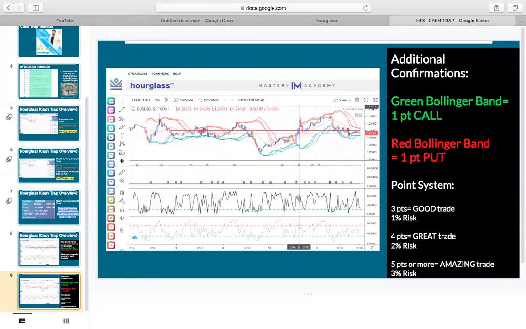3 points is a good trade. So only risk 1% of your account. But check this out, I'm not trying to get 3 points. I'm trying to get 4 or 5. I want great or amazing. I don't want good. I'm looking for great or amazing because great and amazing means that I have a higher percentage in the market of winning.